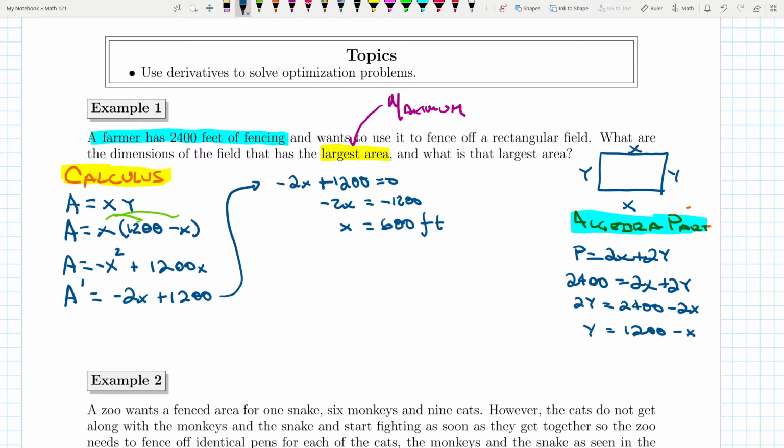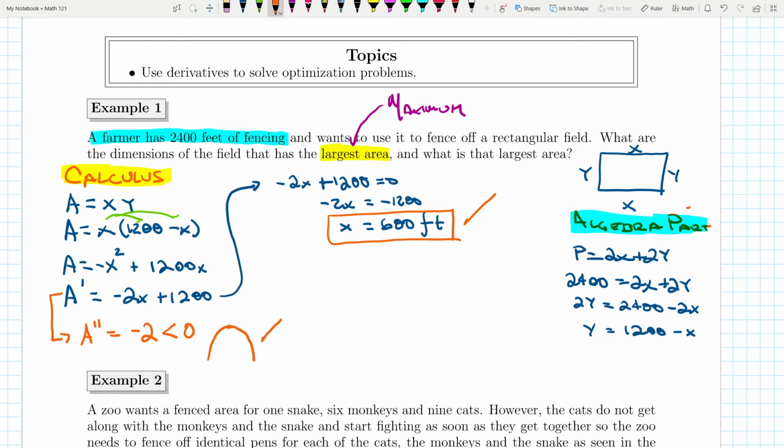Well, we still need to, in a way, verify that this will indeed be a maximum. So we take the second derivative, A double prime, and that's going to be negative 2. Now, notice that the second derivative is less than 0, a negative value. That means that the function is concave down, which means that we have a maximum, which checks and agrees with what we're trying to solve. So this value right here, x equals 600, will indeed give us the maximum area.